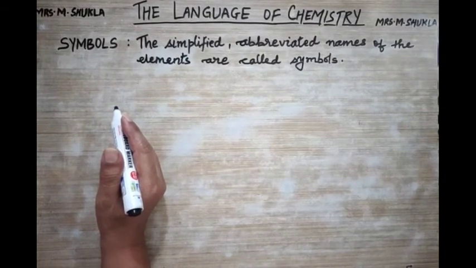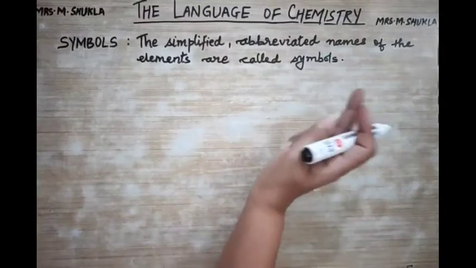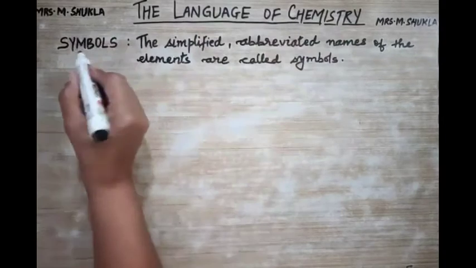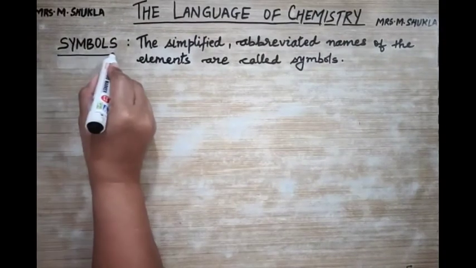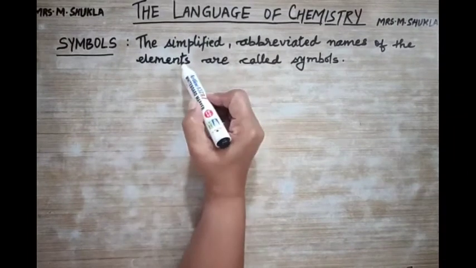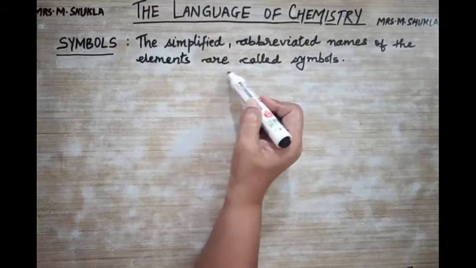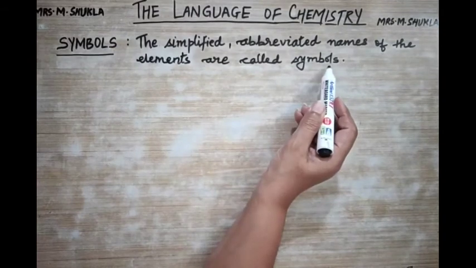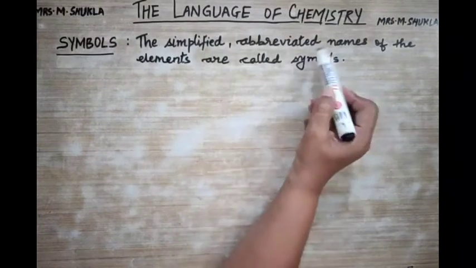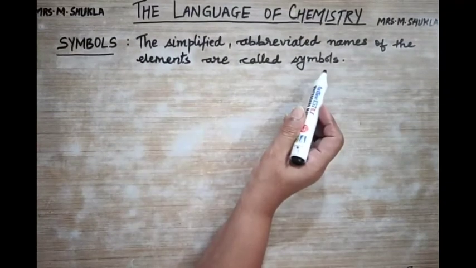The chapter that we will study today is the language of chemistry. In this language of chemistry, the first topic for us is symbols. What are symbols? The simplified, abbreviated names of the elements are called symbols. Correct? I repeat, the simplified, abbreviated names of the elements are called symbols.